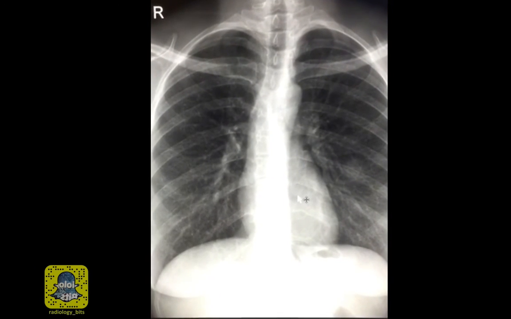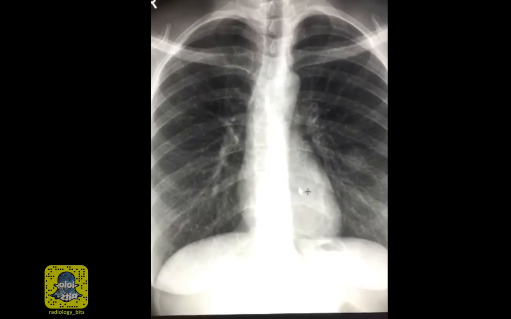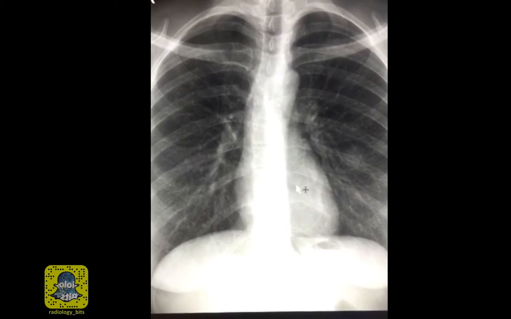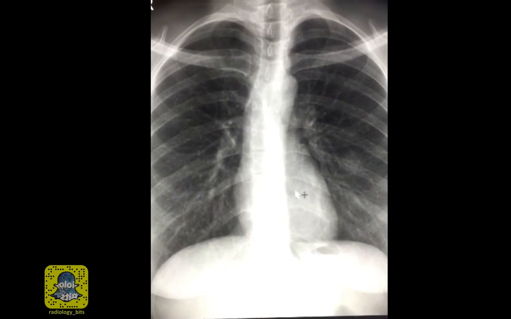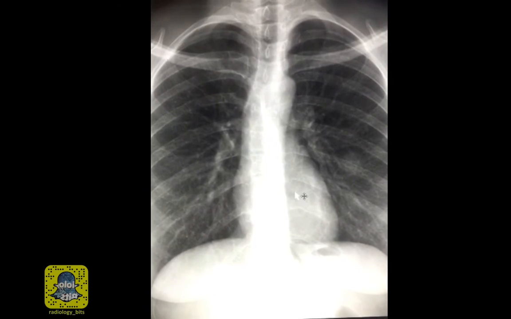The differential diagnosis for such a finding is wide and depends on whether the patient presents in an acute or chronic fashion. For example, if the patient presents with fever, leukocytosis, you'd suspect that this is a pneumonia that needs treatment, and you could do a follow-up to make sure it's resolving.